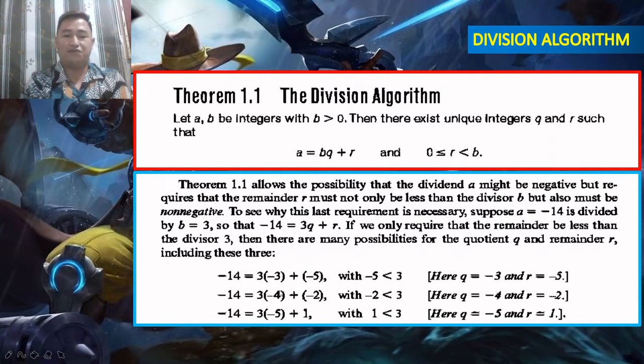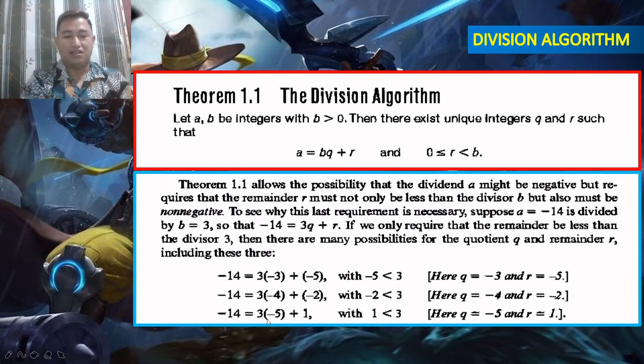Okay, kung negative 4 pod ang ato ang q, so this is negative 12. Okay, kulangan tayo negative 2. So, plus negative 2 para may negative 14. So, negative 2 also is less than 3. So, our q is negative 4 and r is negative 2.